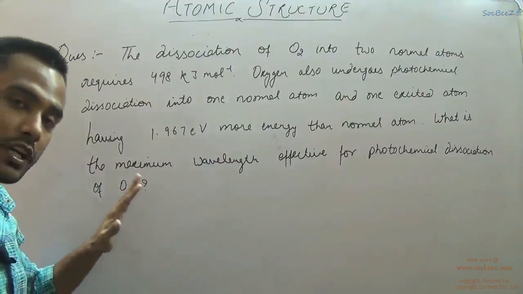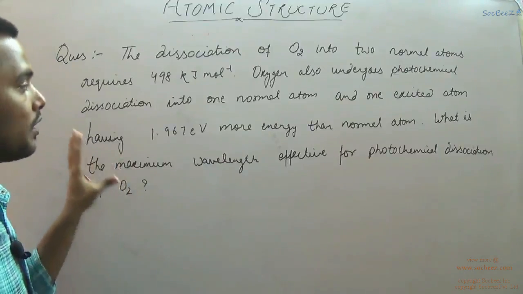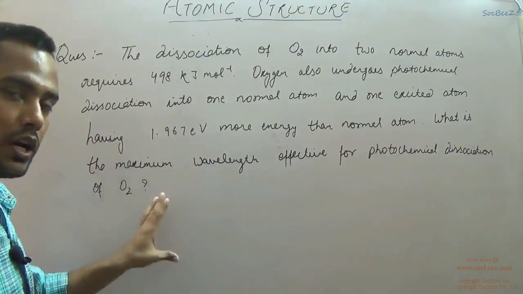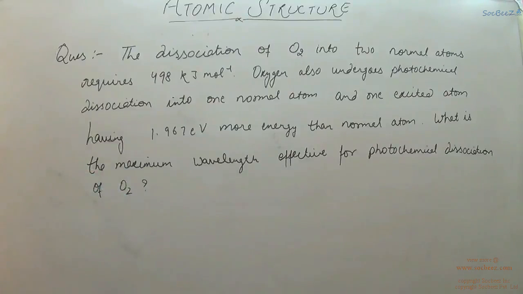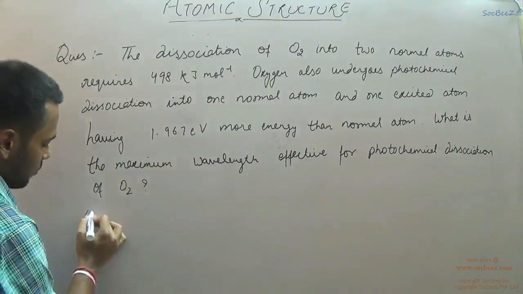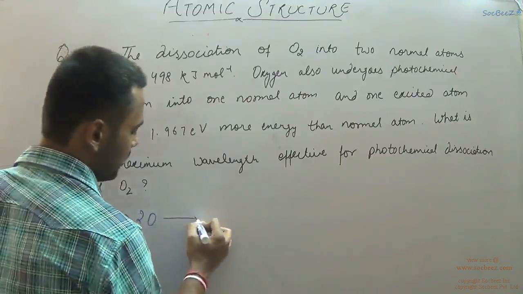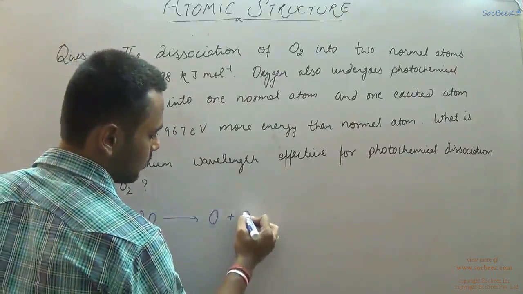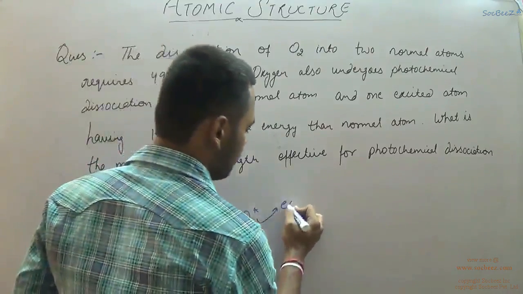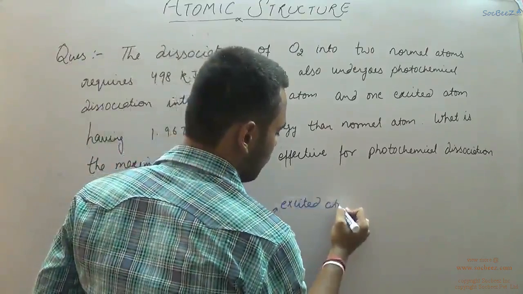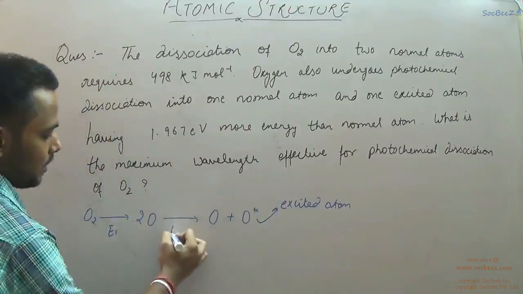This particular question is very easy. In this question you just need to calculate the total energy per molecule of oxygen that is required and then equate it to hc upon lambda. Here O2 is undergoing dissociation first to 2O and then it further undergoes dissociation like this. Here this is the excited atom of oxygen. So here energy E1 is required and here energy E2 is required.